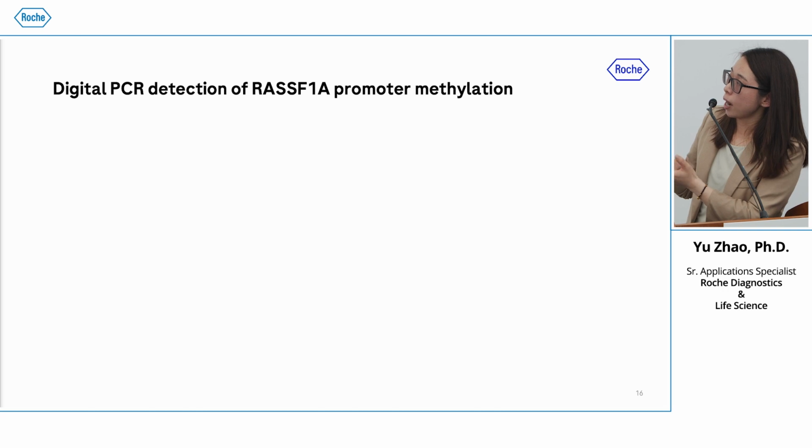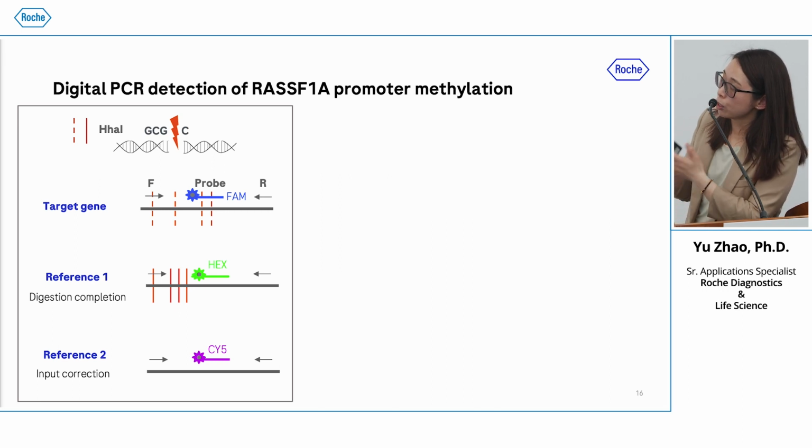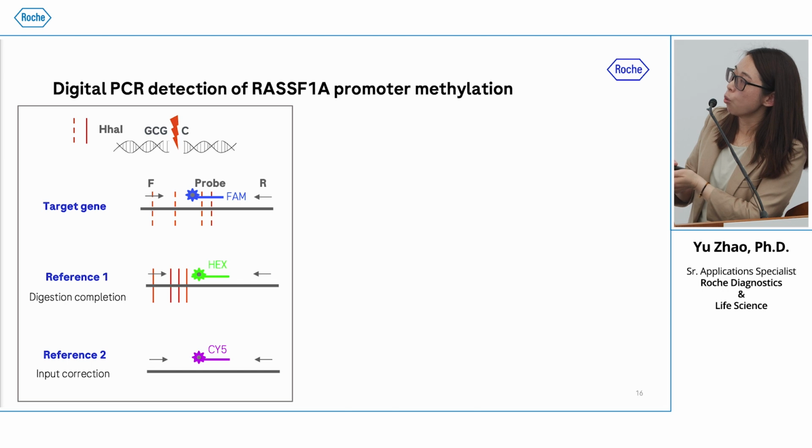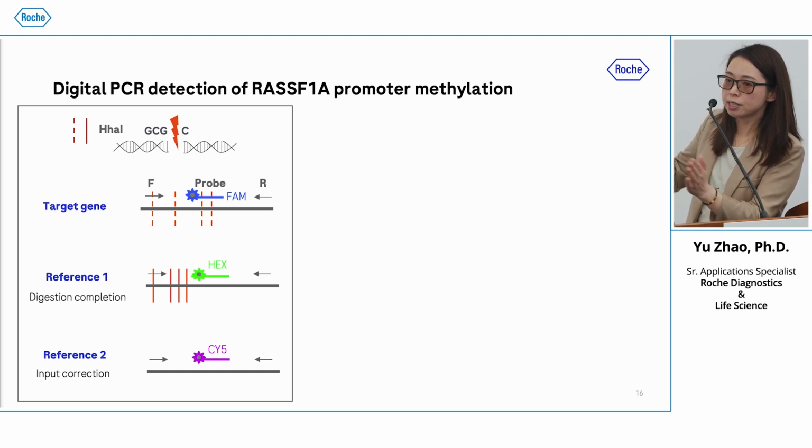After solving the problem of high GC bias, let's look at the digital PCR detection results. The restriction enzyme we used in this study is HhaI. The multiplex digital PCR assay developed includes the target gene and 2 reference genes for the purpose of digestion completion control and input correction control. Dashed lines and solid lines show the location of the enzyme site within the amplicon region. Notably, there is no enzyme cutting site on reference 2.